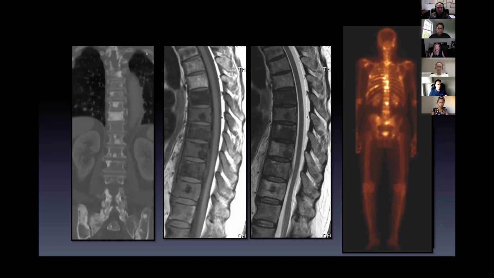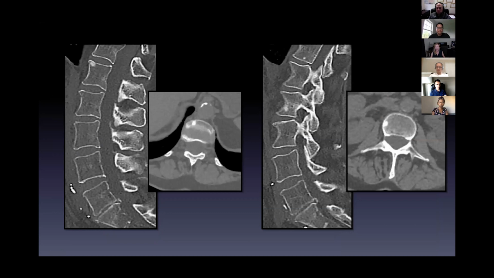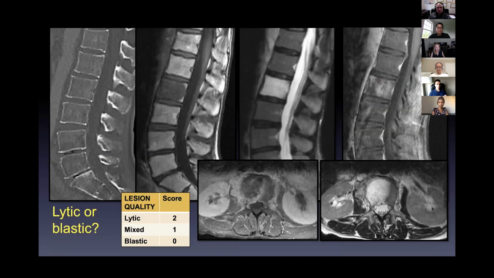Same thing with a blastic metastasis, pretty close. It's going to be dark on T1. It's going to be dark on T2. It might not even enhance. So those are much harder to diagnose, and you might need a bone scan or a PET. I won't do that one right now. We'll have to do this another day.